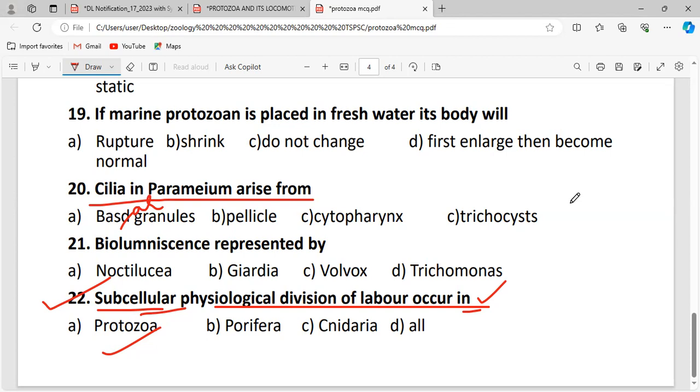So you have to revise. Whatever I am explaining in the class, you have to spend at least 10 to 15 minutes. You have to read the PPT and you have to ask any doubts in tomorrow's class. So answer for this question. Cilia in paramecium arise from. Very good. Kinetosomes or basal body. If you have any doubts, you can post it now.